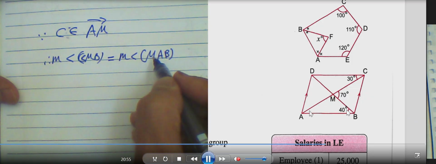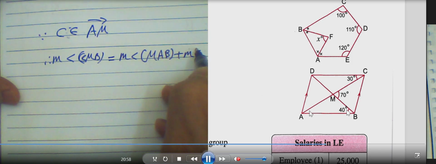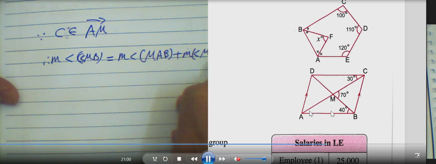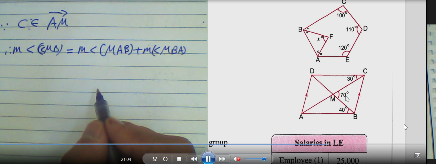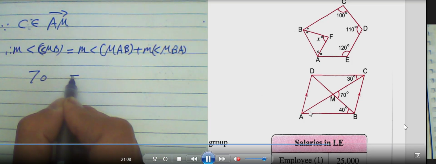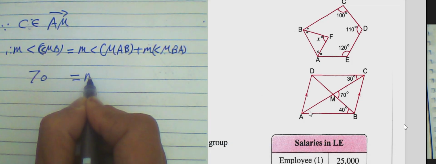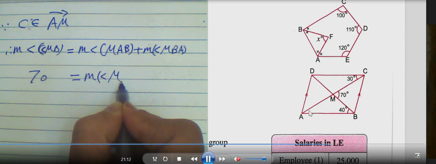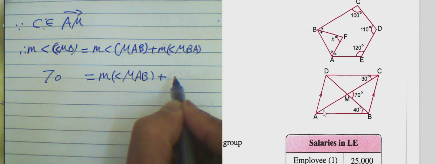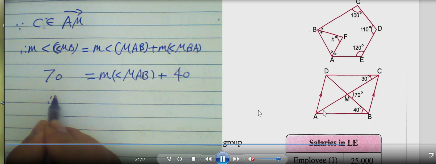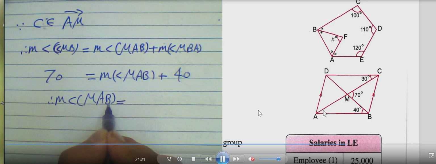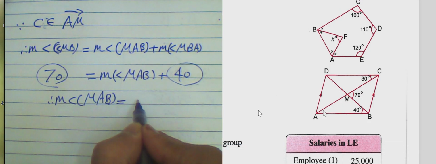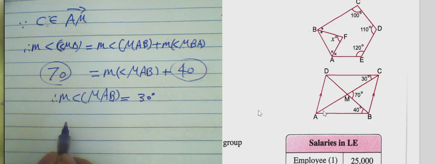Okay, because we have exterior angles. This angle 70 degrees equals 40 plus 30, because this angle is an exterior angle. Then 70 equals the measure of this angle MEB plus 40. Then the measure of angle MEB equals 70 minus 40, which equals 30 degrees. The difference between them equals 30 degrees.